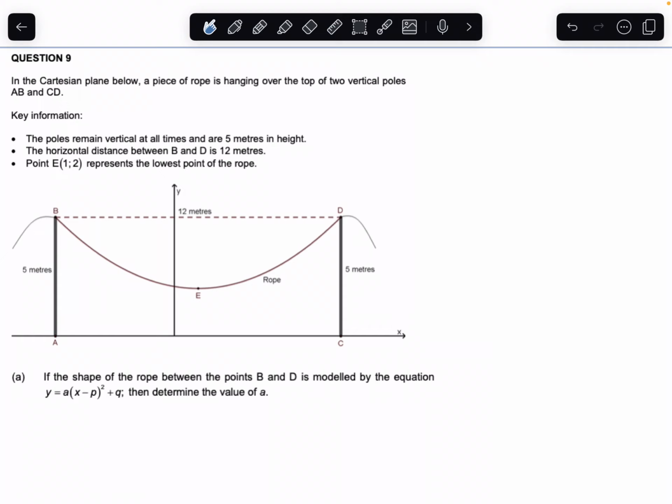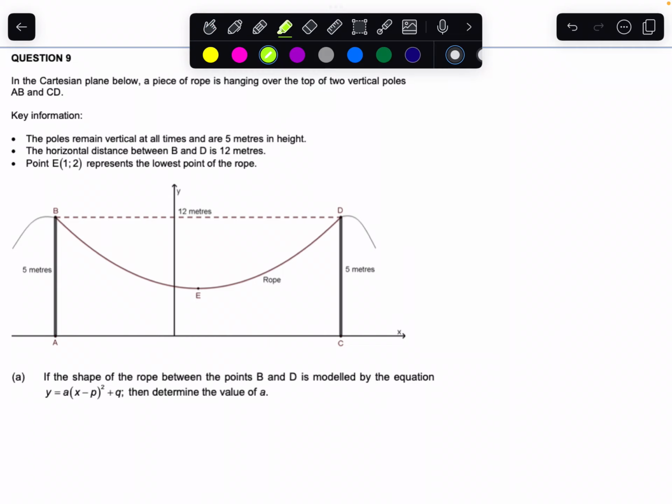And the first question says, if the shape of the rope between the points B and D is modeled by the equation y = a(x - p)² + q, then determine the value of a. Okay, so they're telling us that this portion of the rope is a parabola, and they have given us the turning point of that parabola. They told us the lowest point is at (1, 2).